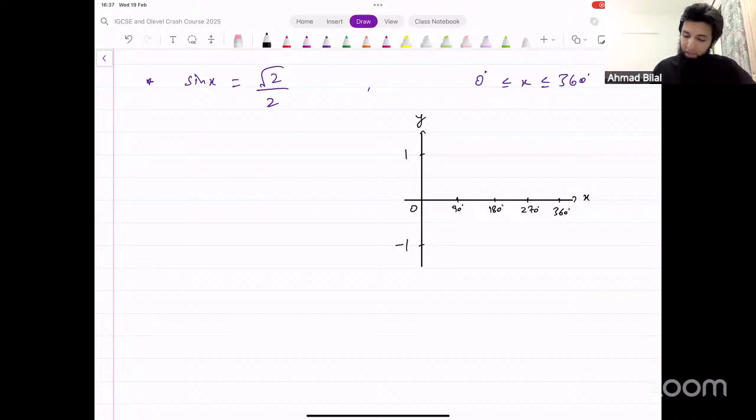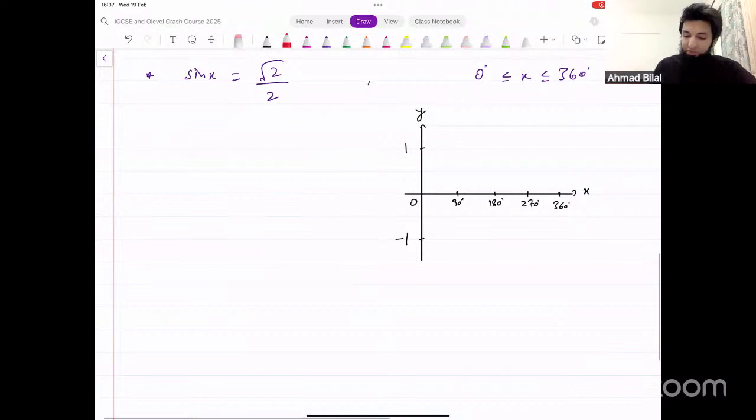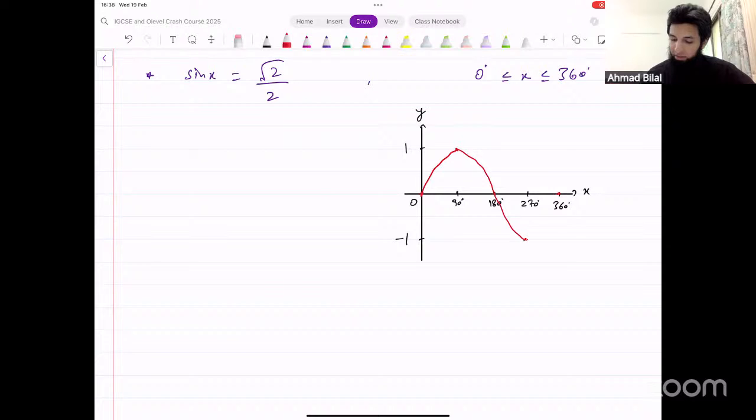Okay. Now, what does the sine graph look like? It starts from 0, it goes to 1, and then 0 again, and then -1 and 0. You need to remember these values. Sine starts from 0. Cos started from 1, right? Sine has to start from 0. Starting from 0, it goes to 1, and then it comes back to 0, and then it goes to -1, and then it goes to 0. So the sine graph looks like this. This is the sine shape. You need to remember this shape. You need to remember the points. This is the sine graph.